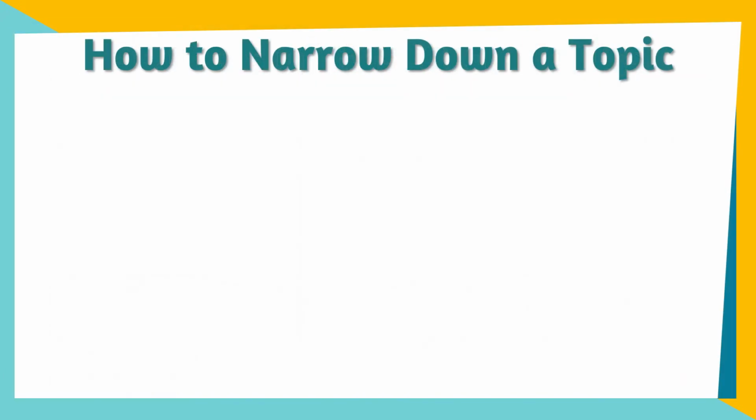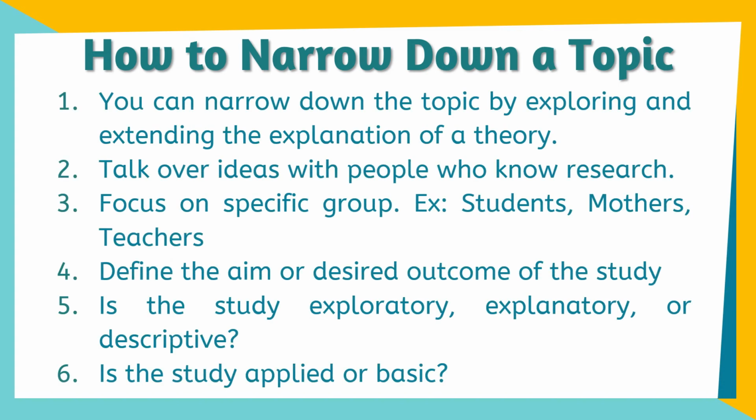One of the qualities of a research title is it must be something that is specific. That's why, before arriving at your research title, you have first to narrow down your topic. First, you can narrow down the topic by exploring and extending the explanations of a theory. Next, talk over ideas with people who know research.